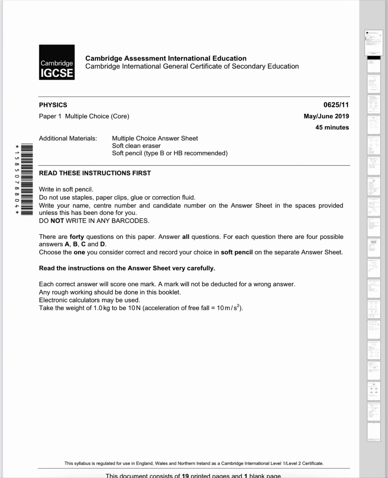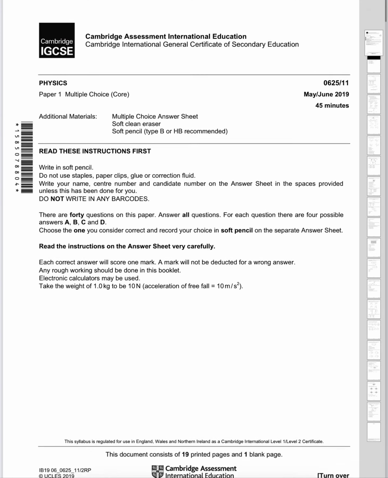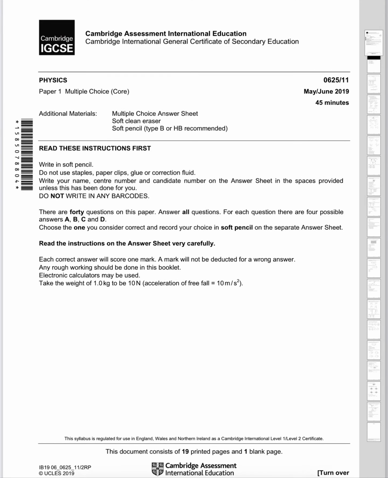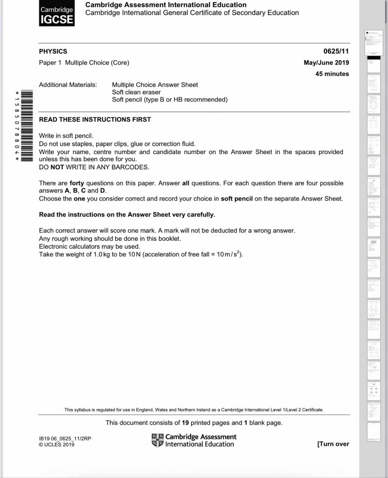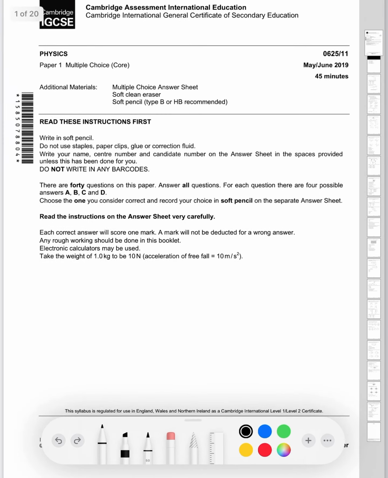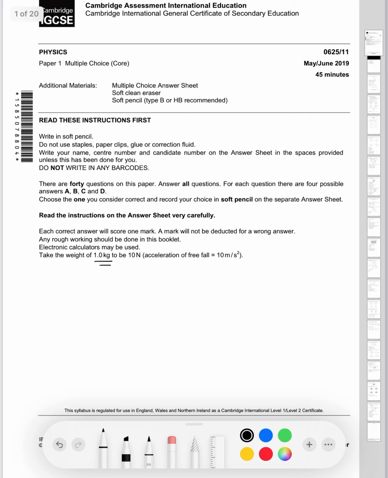So basically it says the Cambridge IGCSE exam, read the instructions clearly, and then make sure that you understand this part as well. It says take the weight of 1 kilogram to be 10 newtons. So you can kind of round up the 9.8 meters per second squared to 10 meters per second squared.